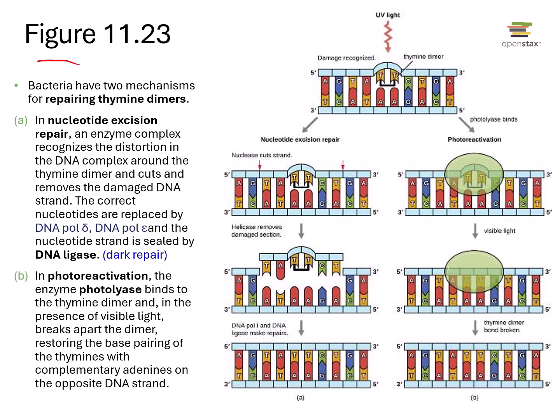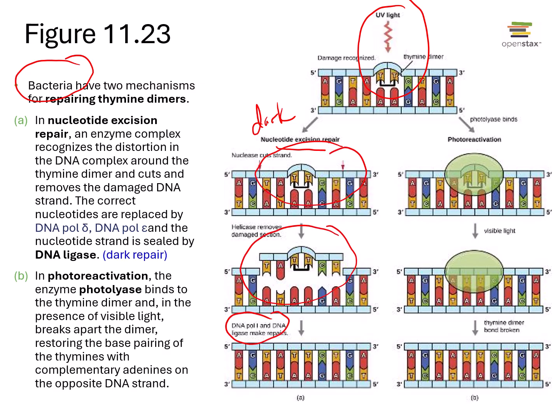And our book has a nice example of how bacteria repair those thymine dimers created by UV light. We have dark repair, also known as nucleotide excision repair, where that damaged segment is removed, and DNA polymerase I and ligase will replace it with the correct nucleotides. In the light repair, we have that photolyase present in bacteria that allows photoreactivation to occur. Photolyase will break those covalent bonds between the adjacent thymines, and now they can reform the hydrogen bonds with their corresponding bases.